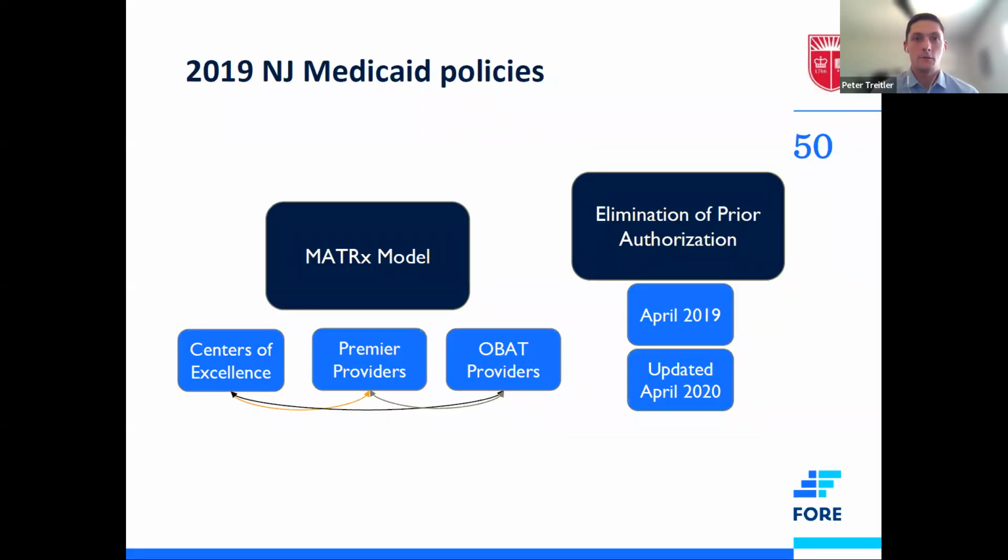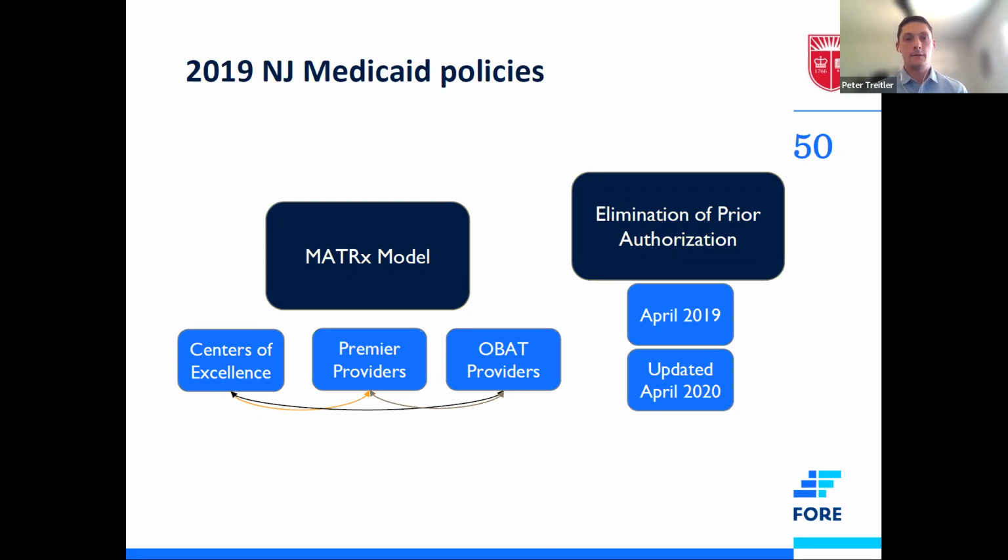And so this is just an overview of the Medicaid policies that we've been focused on, which were all implemented around the same time in 2019. And first you have the MAT-RX model, which you can think of essentially as a provider network, sort of like a hub and spoke model, where you have 2 regional centers of excellence in the northern and southern regions of New Jersey. These are based out of large academic medical centers and they're well resourced.